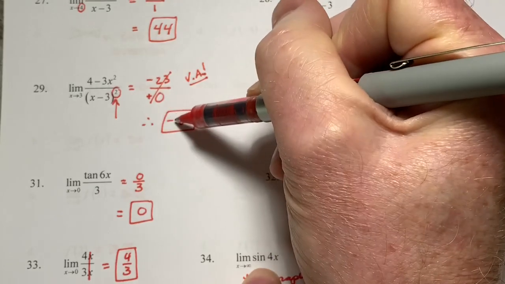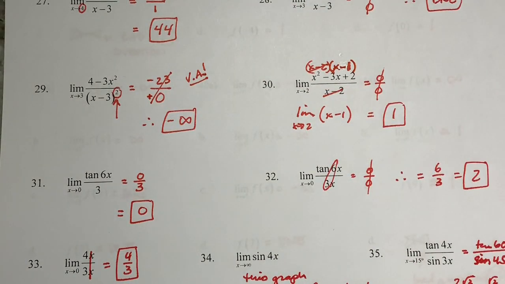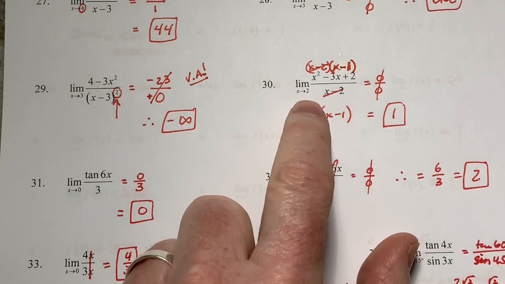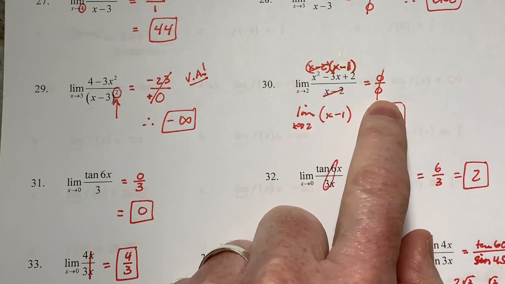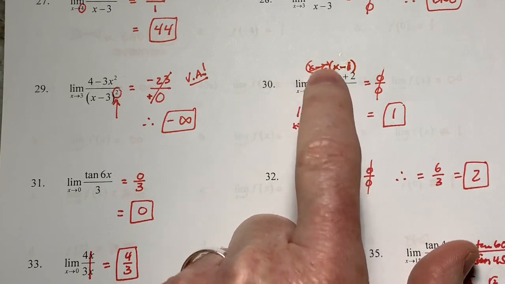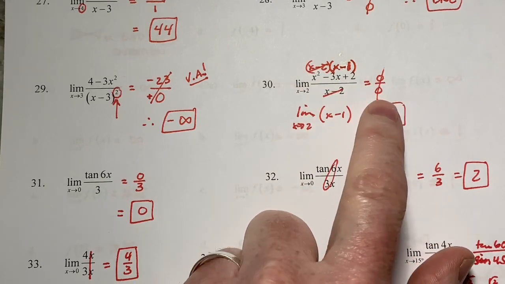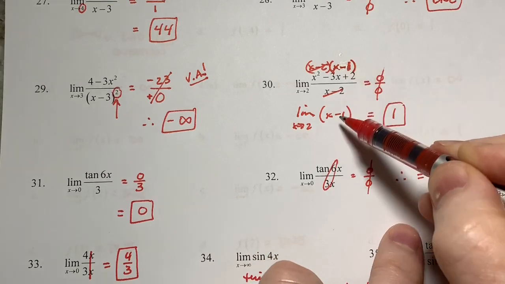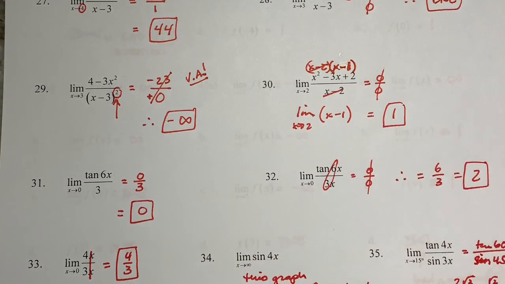Negative over positive is a negative, so it must be going to negative infinity. And it's so much easier than plugging in 2.9 and 3.1 and trying to figure all that out, although you could. Number 30, if I plug a 2 in, I get 0 over 0. That means there's a hole. So I have to factor it, and I did. Cancel out the hole that caused that 0 over 0 to occur. Then all I have left is an x minus 1. Redo the limit in that.